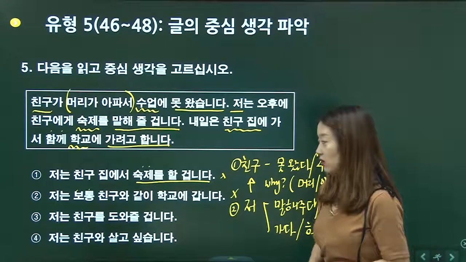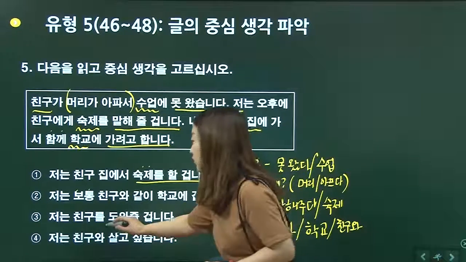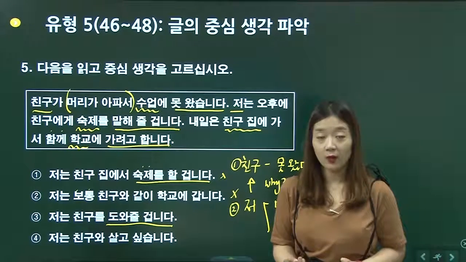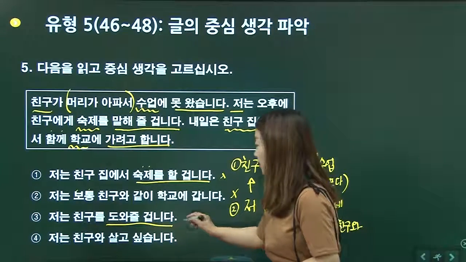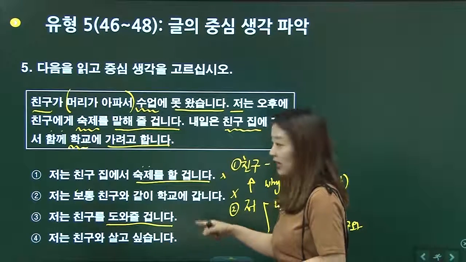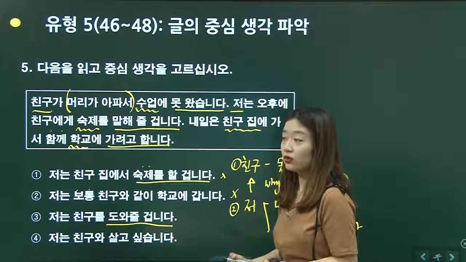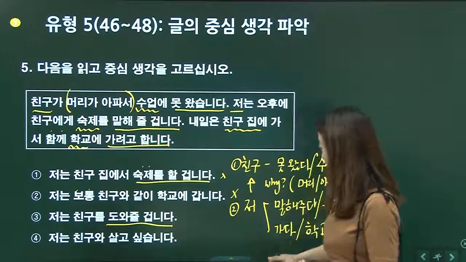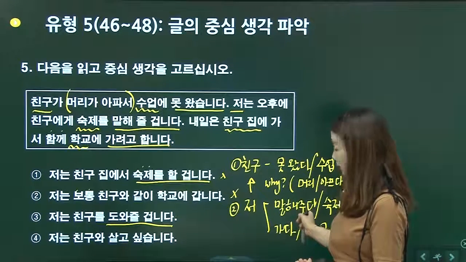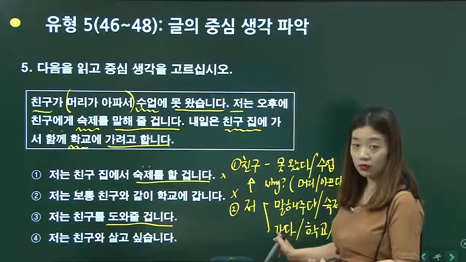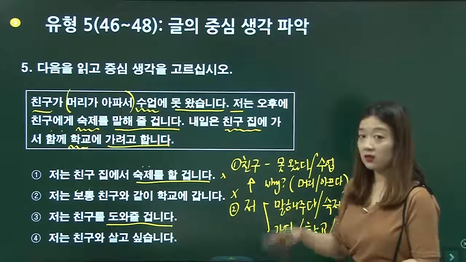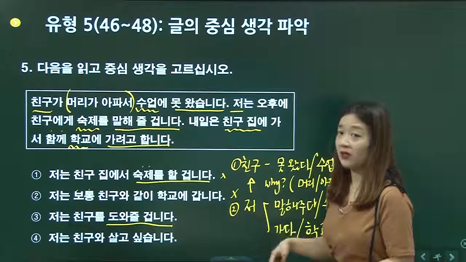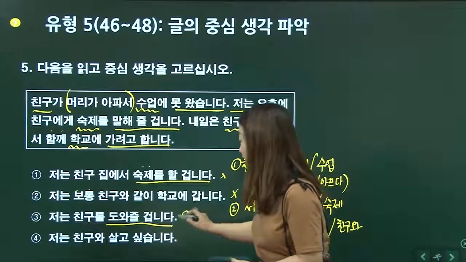Number three, 저는 친구를 도와줄 겁니다. 도와주다 means I help, right? I will help. 도와주다 plus 겁니다. 할 겁니다 means I will do. So I will help my friend. So look at here. What did I do? Tell him the homework and then come with him to school. This is all about the list of helping my friend. So it can be the answer, right?